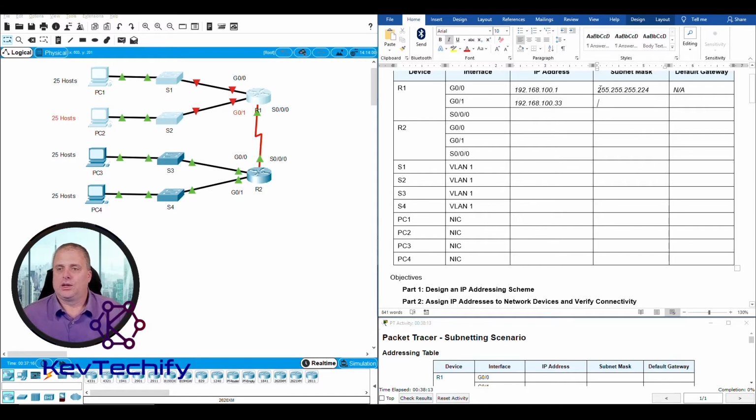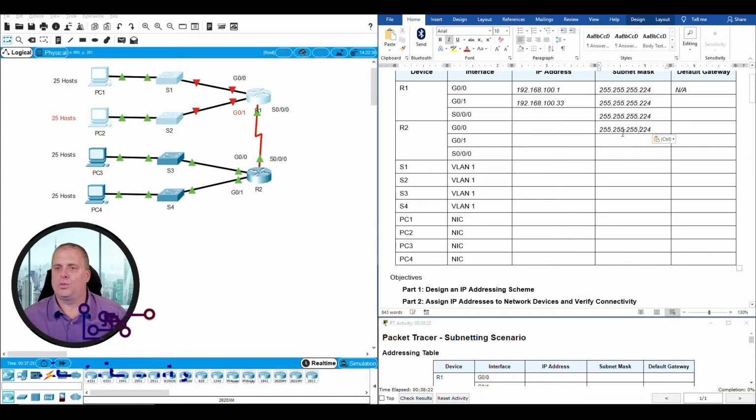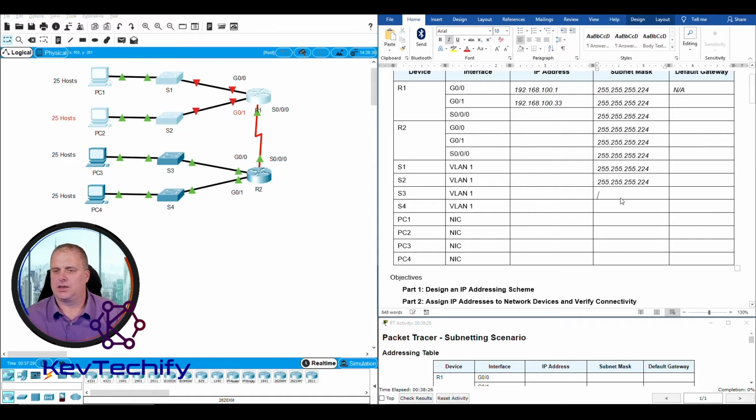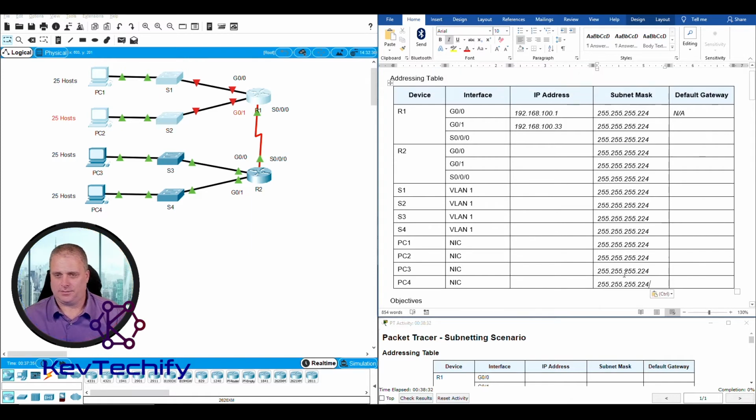And what we could do is we could actually just copy this here. And what we do is we can paste that into every one of these fields because, like I said, we have the same subnet mask. Go ahead and paste that right in there.